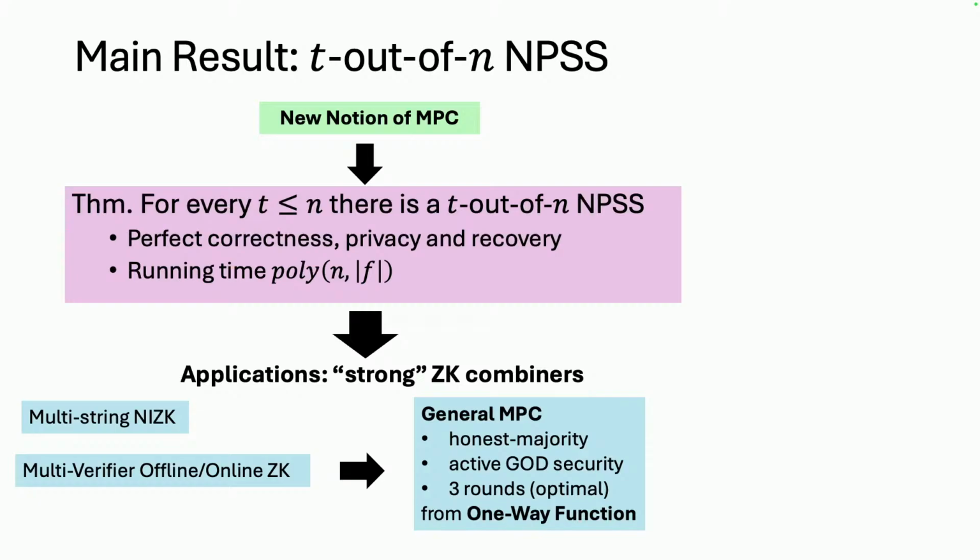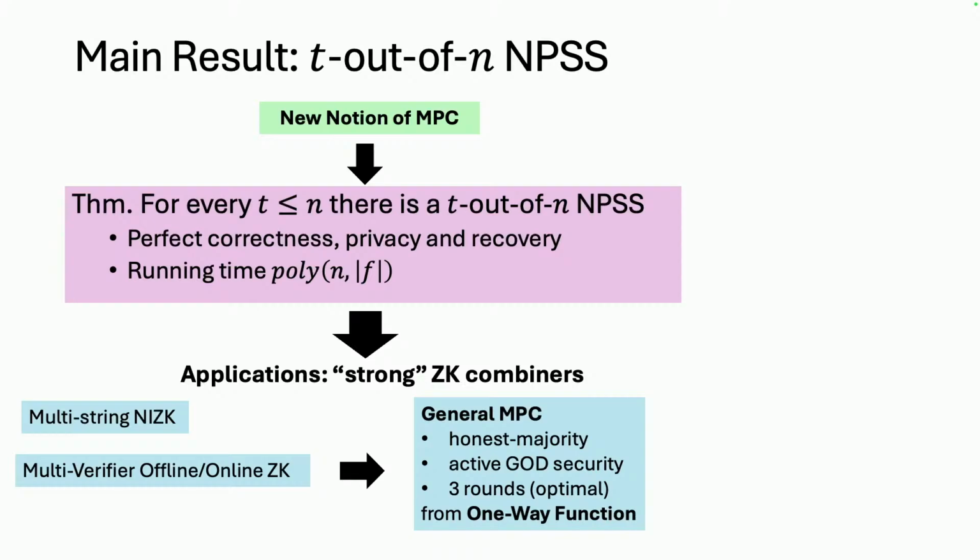So you have honest majority. You want active security with guaranteed output delivery. You want 3 rounds, which is optimal. We know that you cannot go below 3 rounds. And all you need is one-way function. And we know that this is necessary. We know that this cannot be achieved information theoretically. So this is a result.